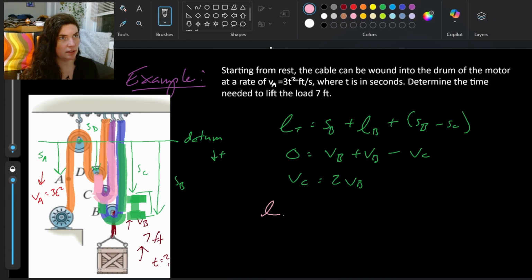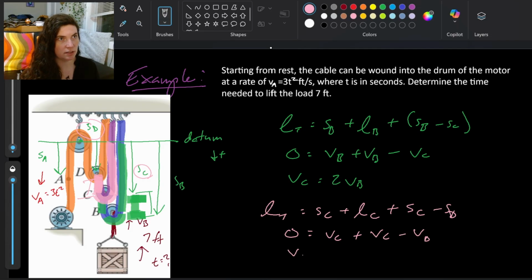For that next pulley, the total length is going to be SC plus that length over the curve plus this distance here, which is SC minus SD. The difference in those gives us that little length, SC minus SD. Take my derivatives, my lengths disappear. 0 is VC plus VC minus VD. VD is 2VC.